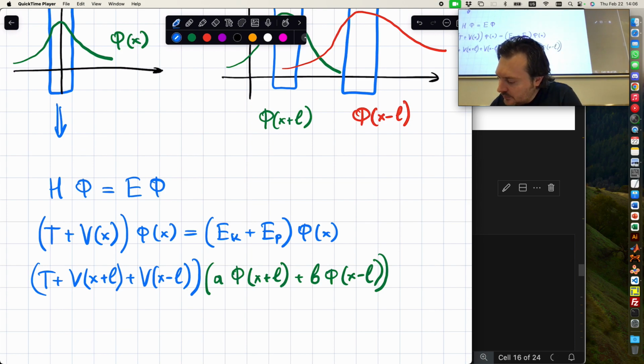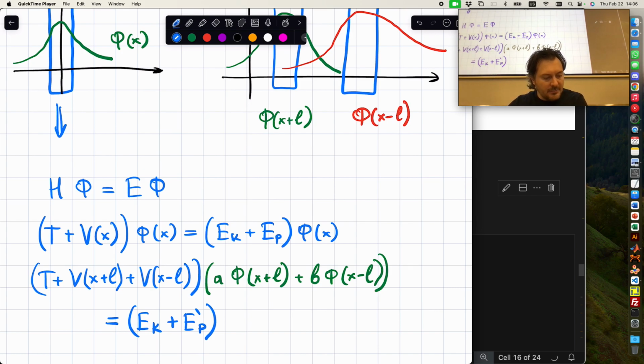Then it should be equal to some kinetic energy part plus the potential energy part that is changed now. So in a moment I will claim that the kinetic energy part didn't change, but let me claim that soon, not now.